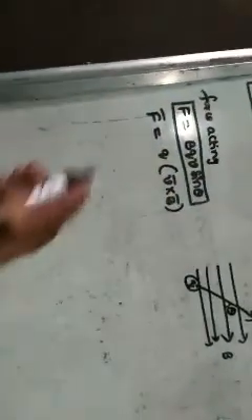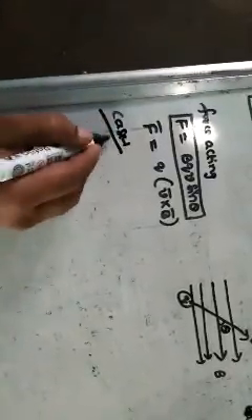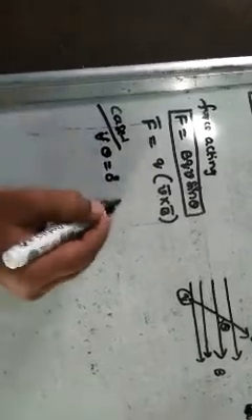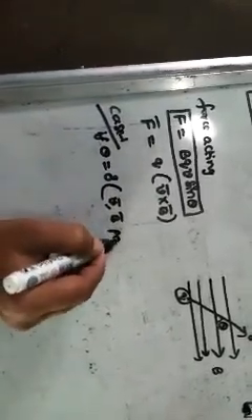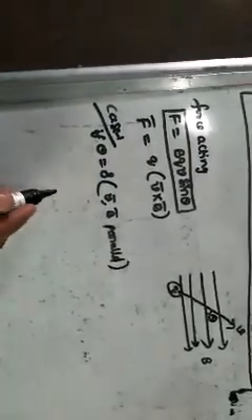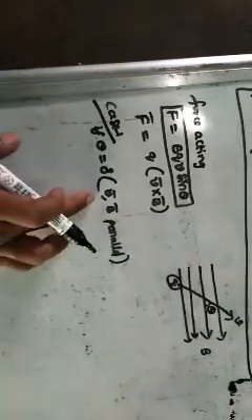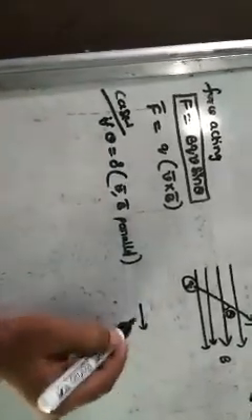Now, case 1, a very simple case. If theta is equal to 0 degree, what is the meaning of theta equal to 0 degree? The particle is moving parallel to the magnetic field. The velocity of the particle is parallel to the magnetic field, which means the particle moves in the direction of the magnetic field.